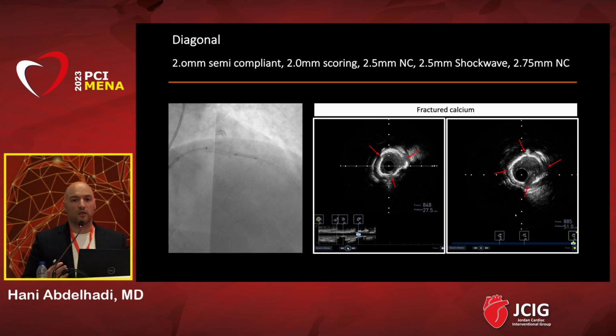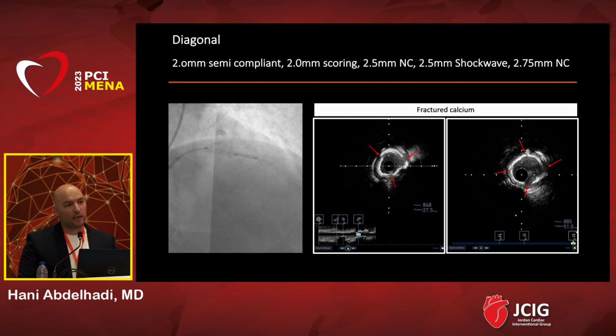So we start off with our procedure. We've got our data before we start, and we end up being very aggressive with this diagonal. It's quite a tough lesion. We start off with a semi-compliant, scoring, NC balloon, re-image. We've not fractured the calcium. We go back with a shockwave balloon and another NC balloon, and then we re-image. And here you can see quite clearly that we've formed multiple fractures within the lesion, and therefore the diagonal is now ready to be stented.